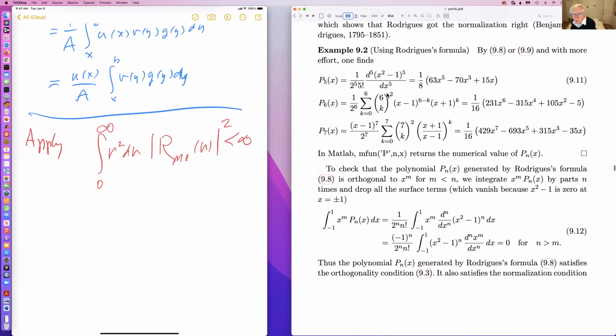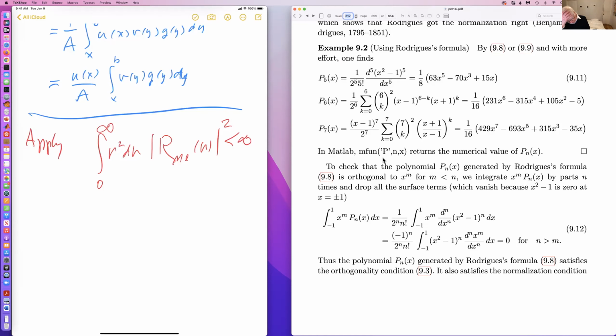And one way to do that, of course, is to use the Leibniz formula, something that we looked at in the chapter on infinite series. In MATLAB, mfun pnx returns the value of Pn of x. You notice the capital P here, apparently it's just universal, but instead of L for Legendre polynomials, we're using P.